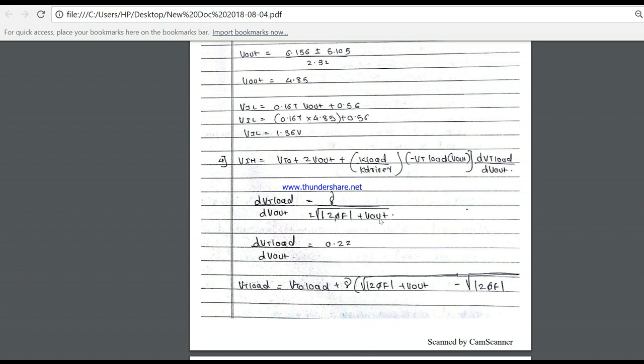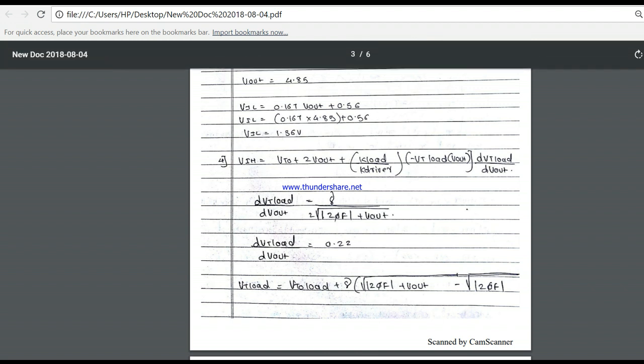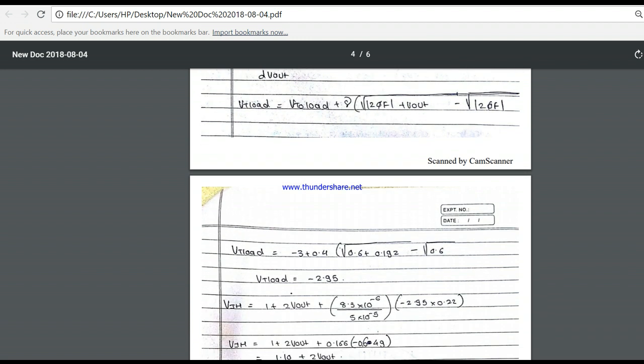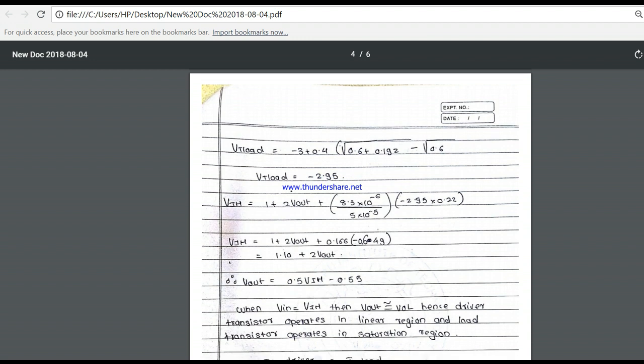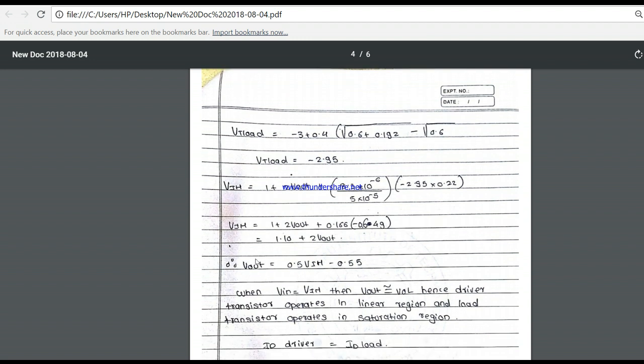Put it like that and you'll get a value over here. Similarly, calculate VT load. You'll again get a value. Put all the values in the VIH equation so that you will get 1.10 plus 2 V out. Arrange this VIH equation in terms of V out, and you will get VIH minus 0.55.